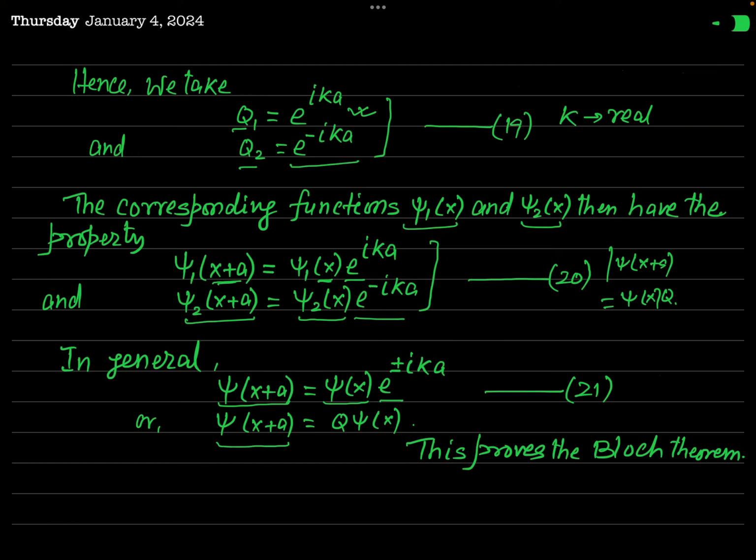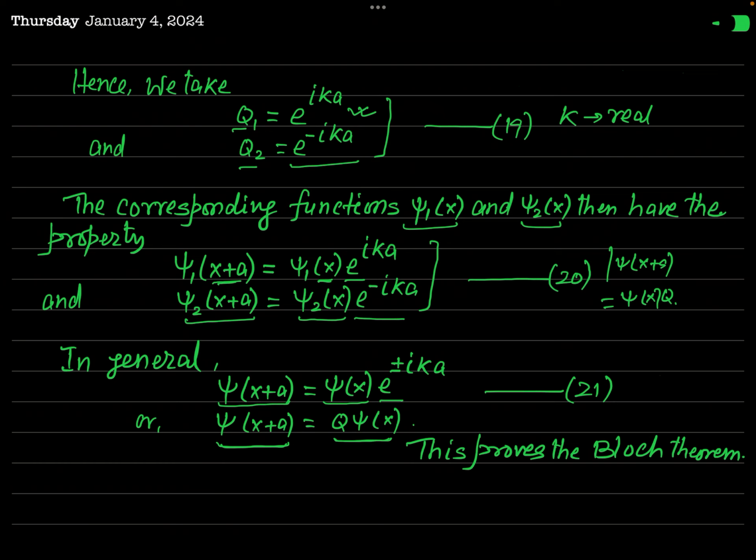And this is simply psi of x plus a equal to q times psi of x. And this is actually the Bloch theorem. We have seen that according to the Bloch theorem, psi of x plus a must be equal to q times psi of x, and here q has been obtained as e to the power plus minus ik. And you can see that these two functions, psi1 of x plus a and psi2 of x plus a, satisfy all the required criteria for a valid wave function.